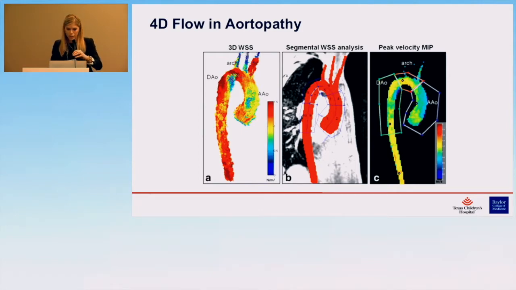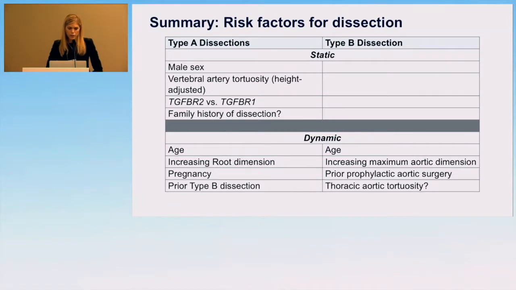So just to summarize, risk factors that we know for dissection. For type A dissections, we know that male sex is associated, vertebral artery tortuosity, TGFBR2 versus TGFBR1. I think we all practice family history, but I don't think there's a single paper that actually says you control people without a family history versus with a family history in a controlled manner. And then dynamic for type A is age, increasing root dimension, pregnancy, and prior type B.